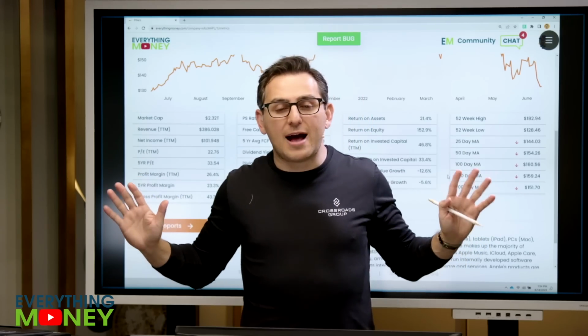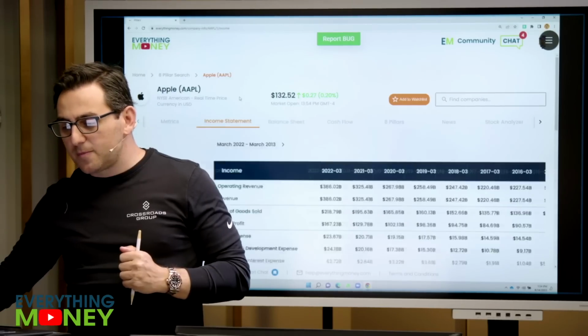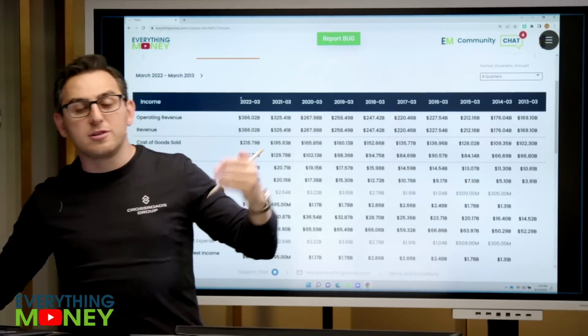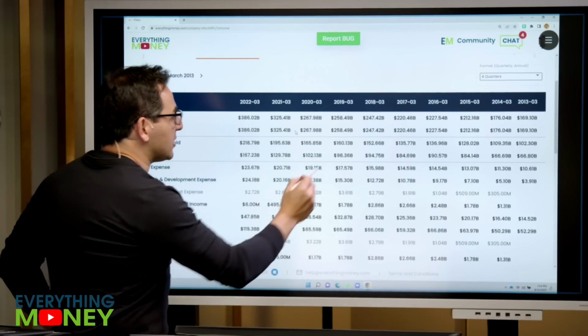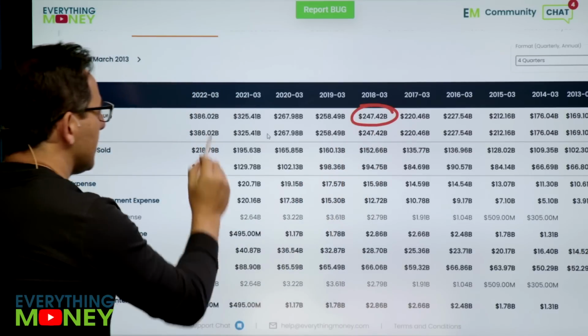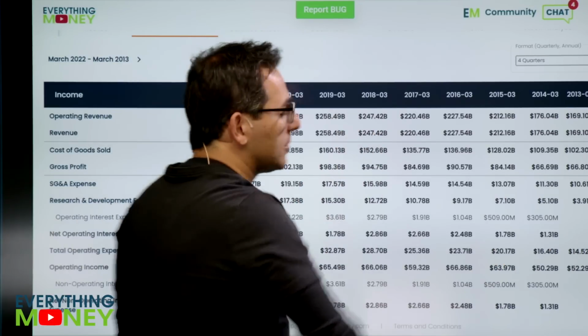We just want revenue growth over the last 5 years. So we go to our income statement on our software, because our software includes the last 30 or more years of data for every company. We go 5 years ago, 247 billion. Last year, 386. That is definitely growth. That is definitely a check mark.